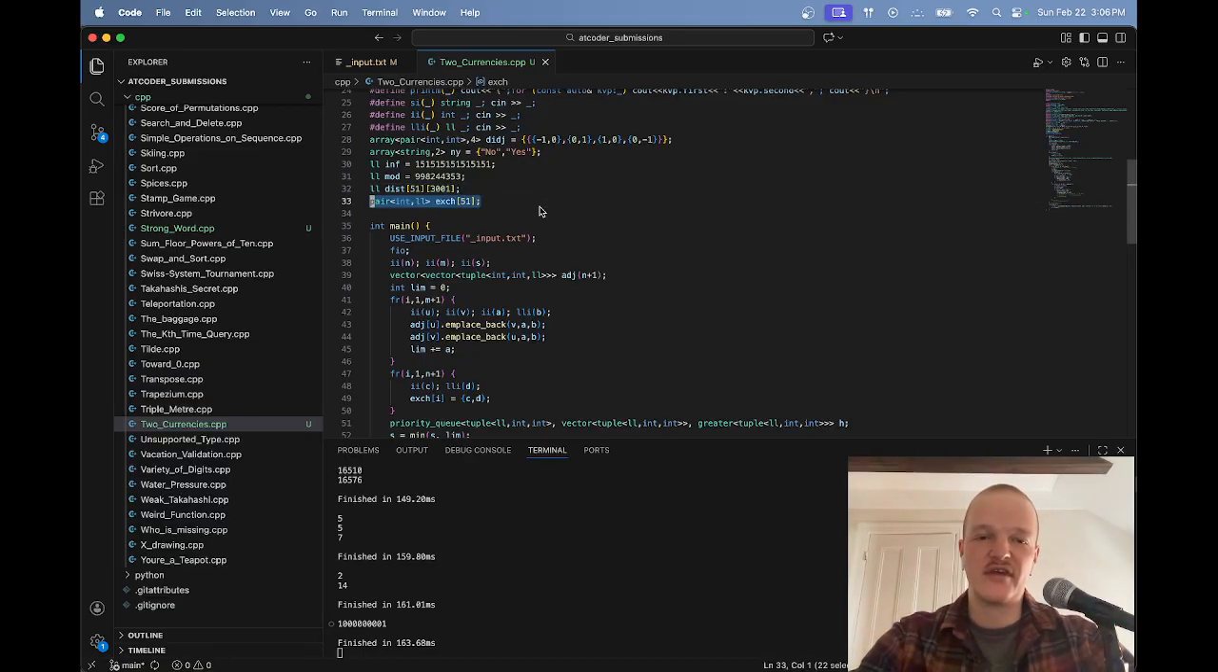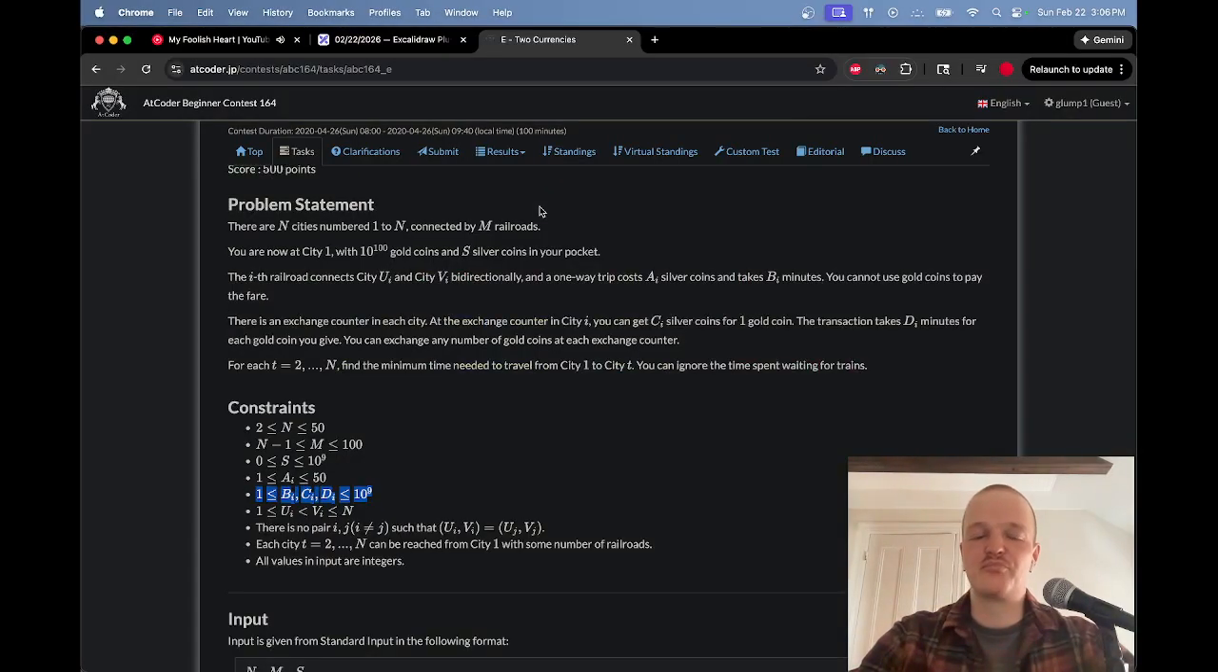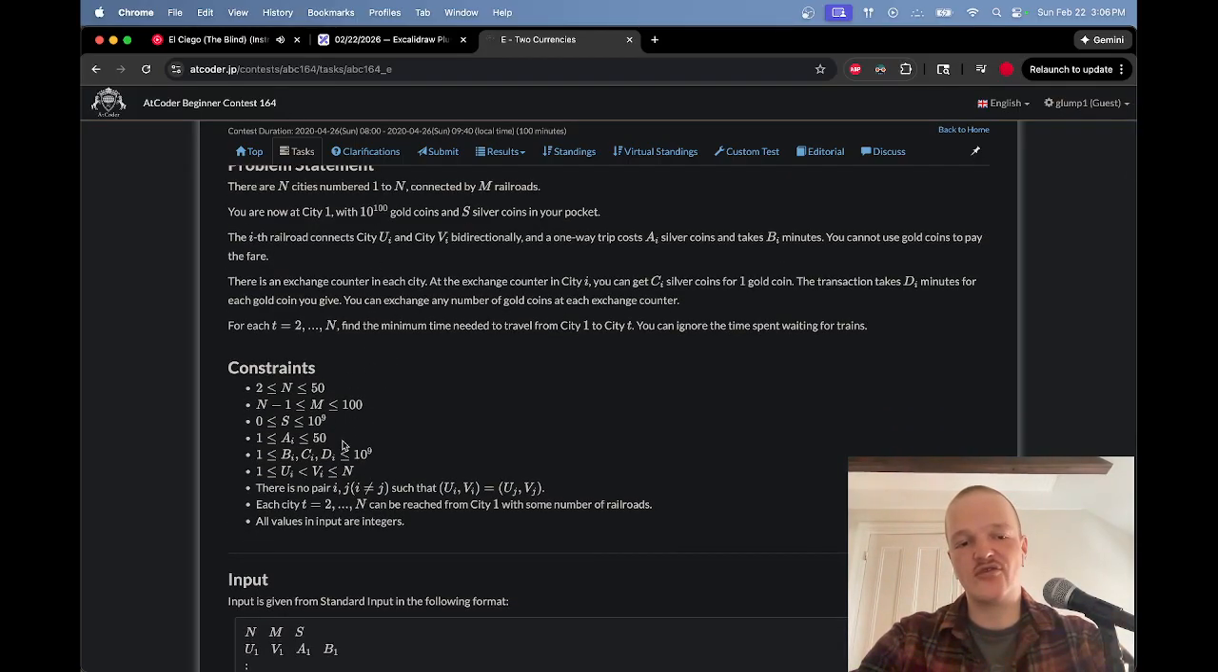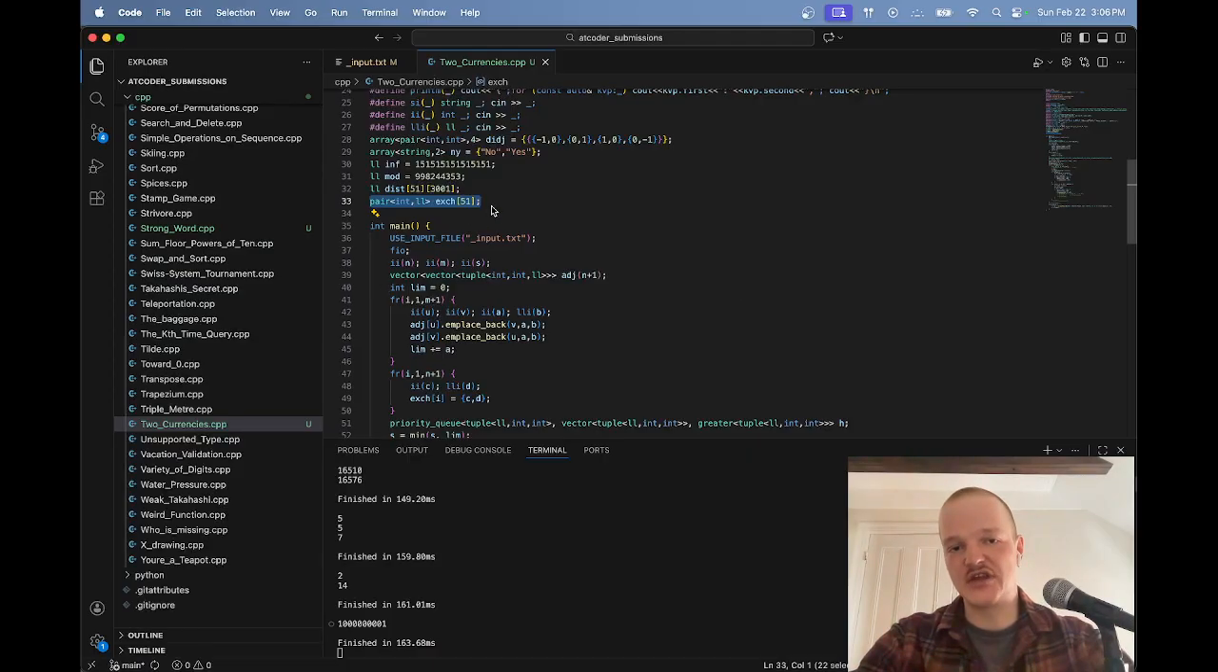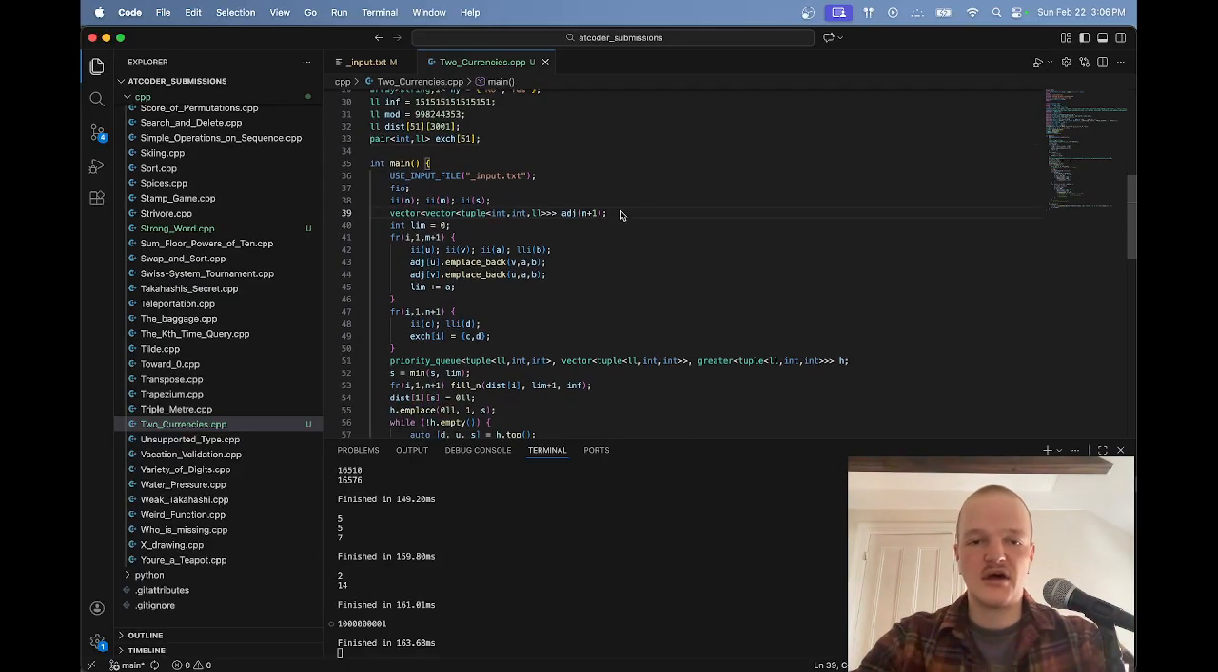Exchange is no matter what edge weight you're at, no matter what vertex you're at, you can always do this. Not this. You can always exchange. So these are all the exchange edges. Yeah, so add them into the adjacency list.